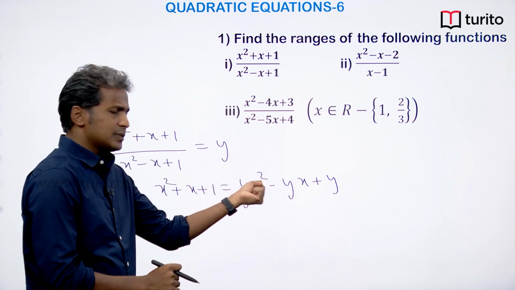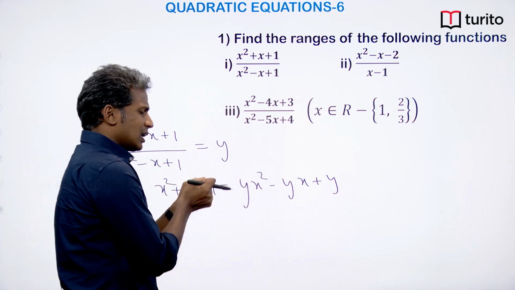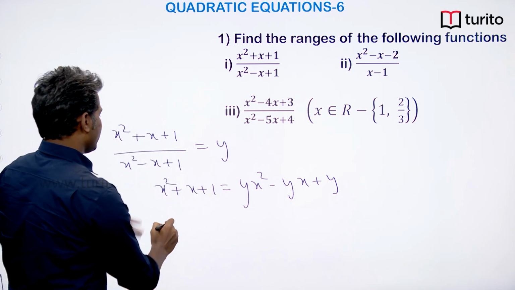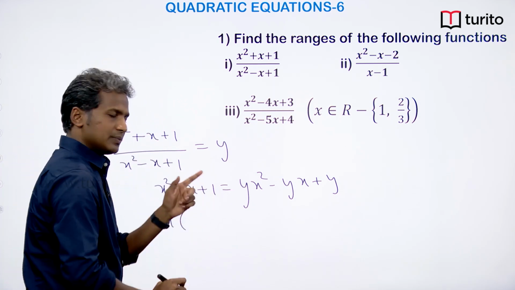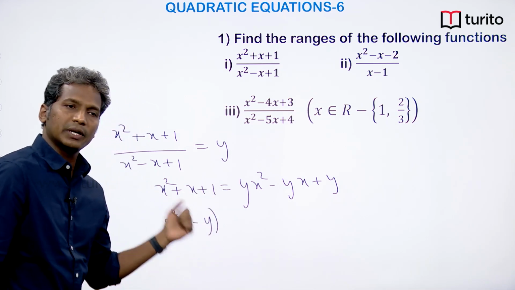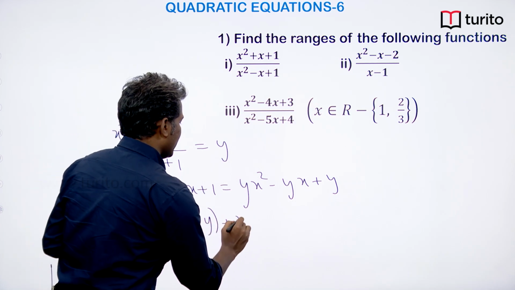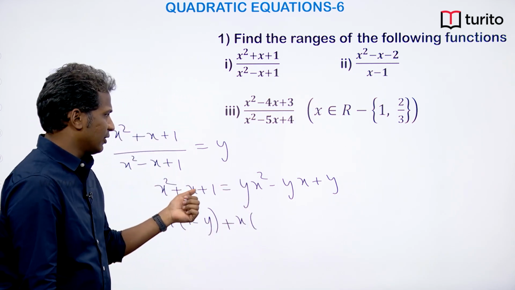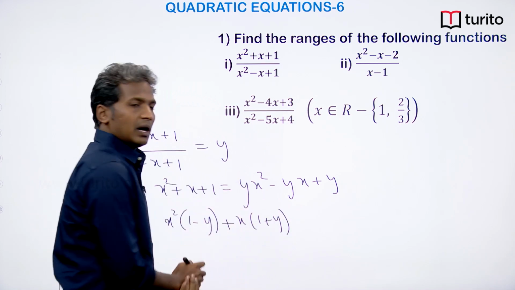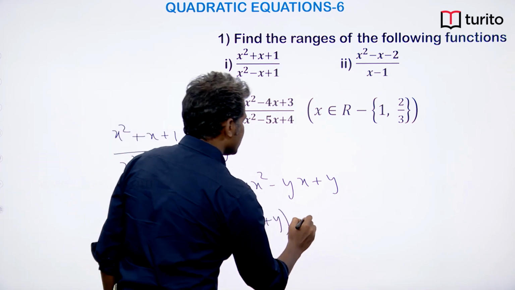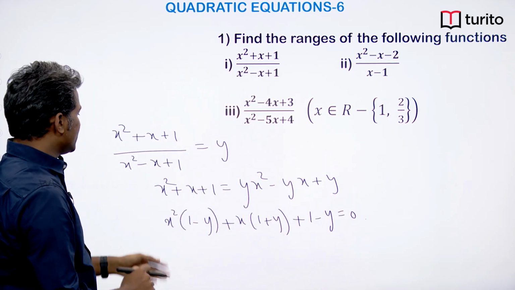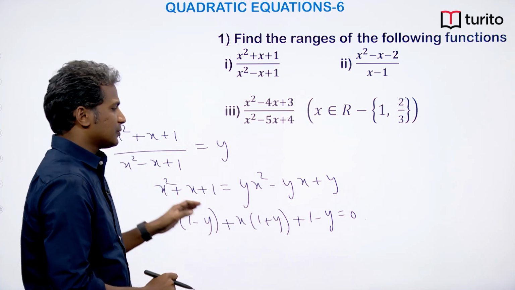Now take all terms to LHS and club the terms based on the powers of x. Suppose if I take x square common here, what are the terms that I will get? 1 from here and y from here, so it will become 1 minus y. Similarly, when I take x common, I will get 1 from here and y from here. So we get 1 plus y, and similarly the constant term which is 1 minus y equal to 0. So this is a quadratic equation in terms of x.